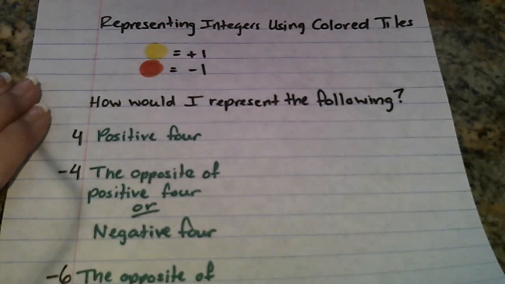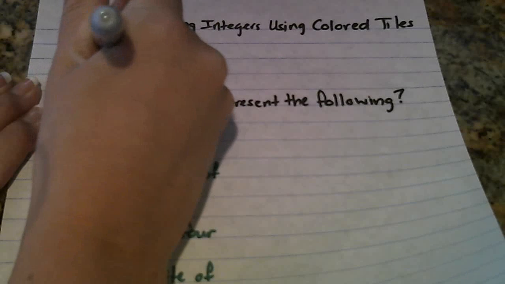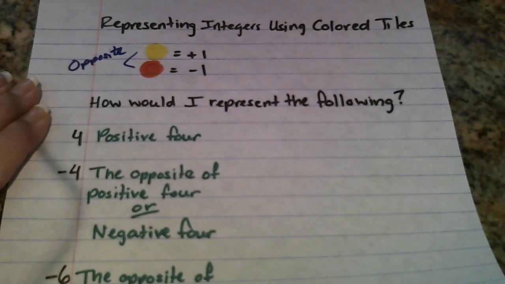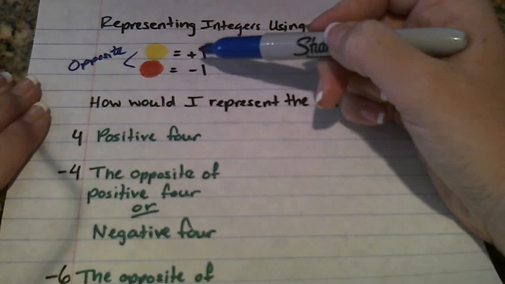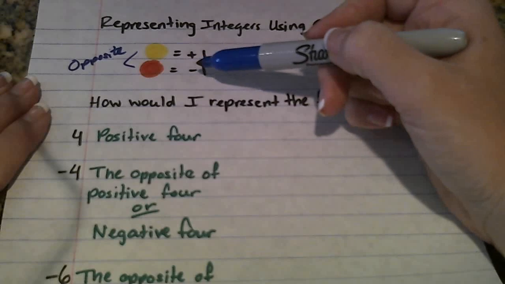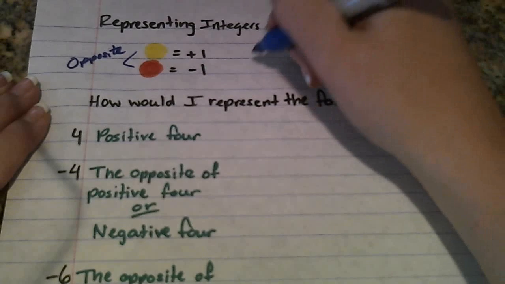Now these colored chips are opposite of one another. So this means that a yellow chip is opposite of a red chip, and a red chip is the opposite of a yellow chip. And the same thing goes for the numbers as well. A +1 is the opposite of a -1, and a -1 is the opposite of a +1. We can go ahead and show that on a number line.